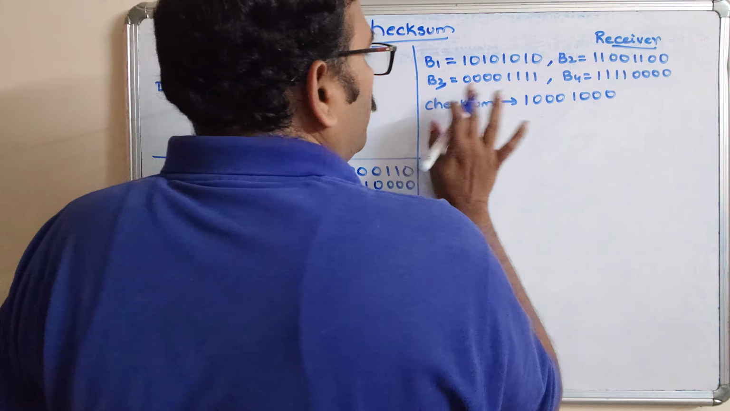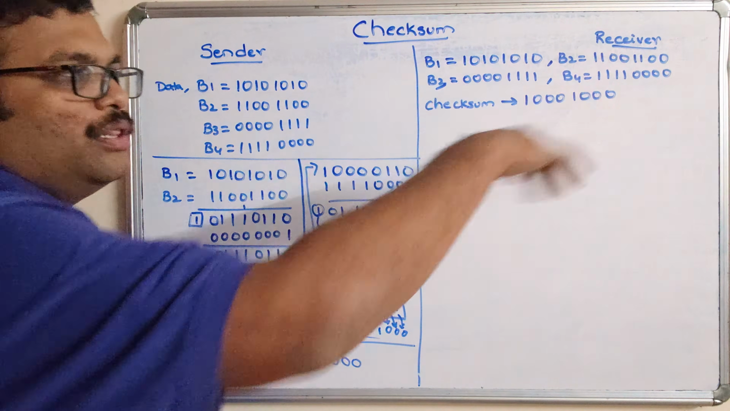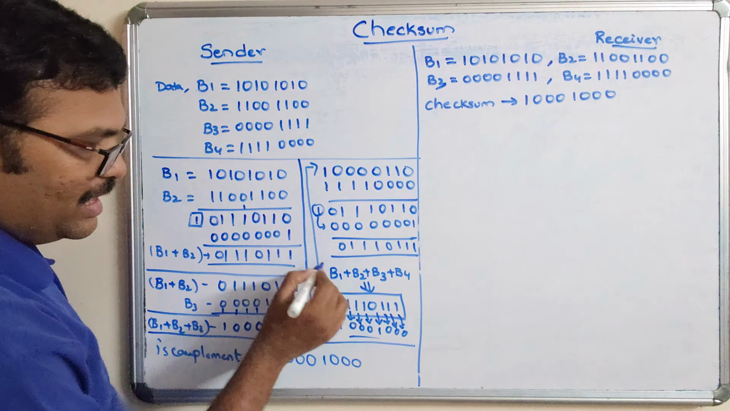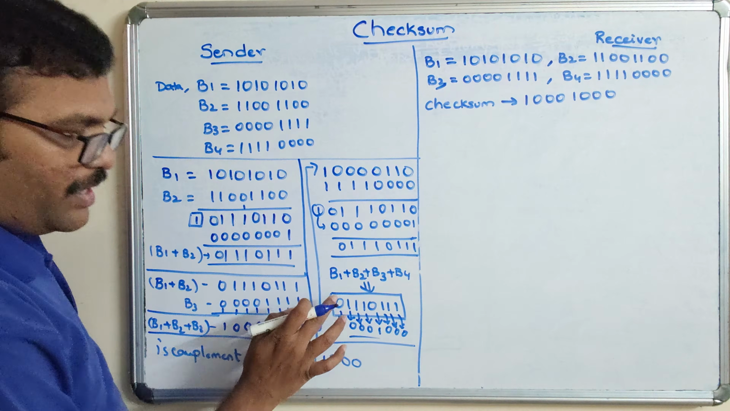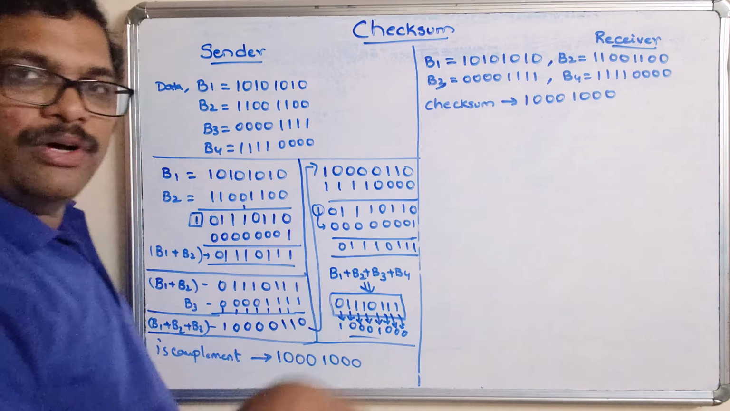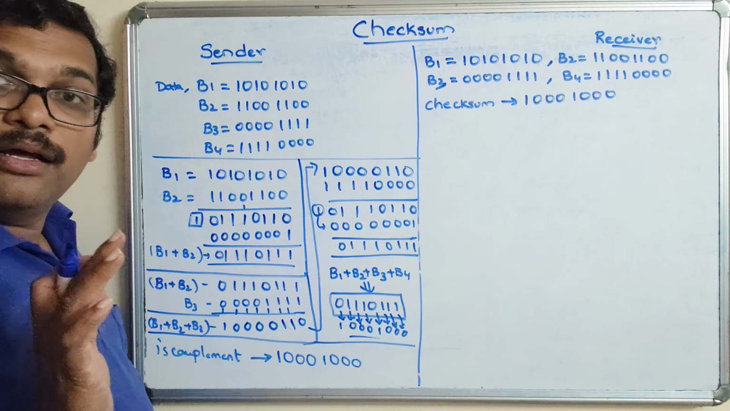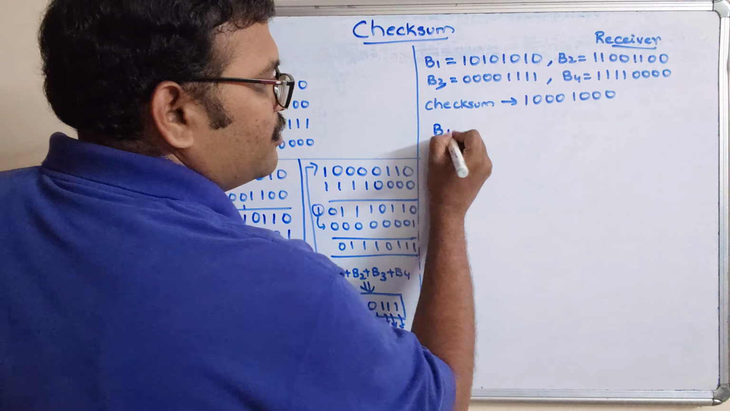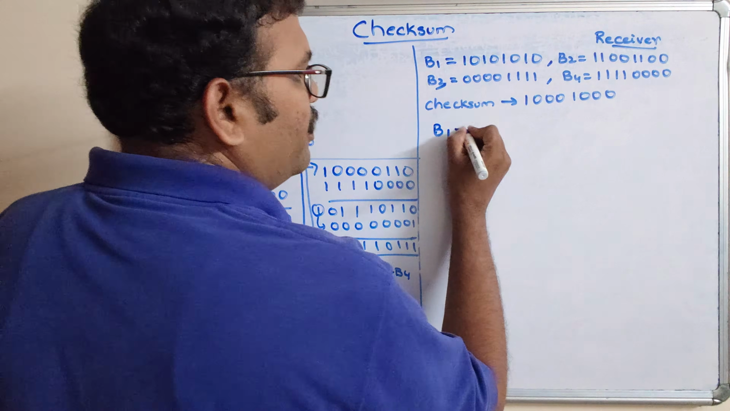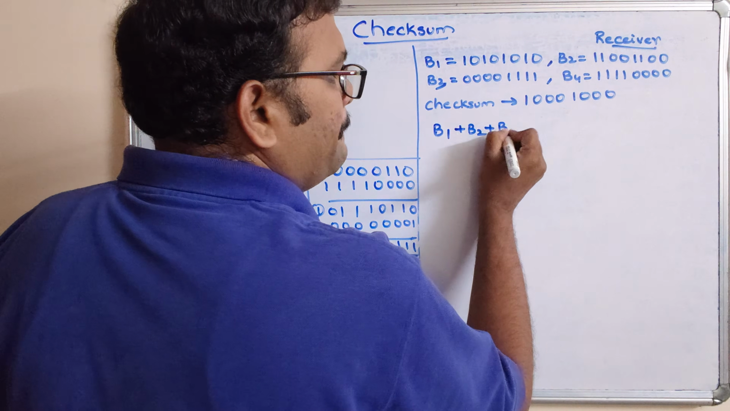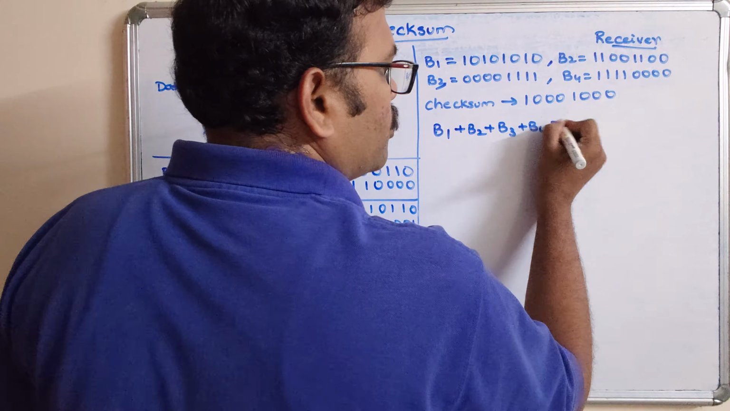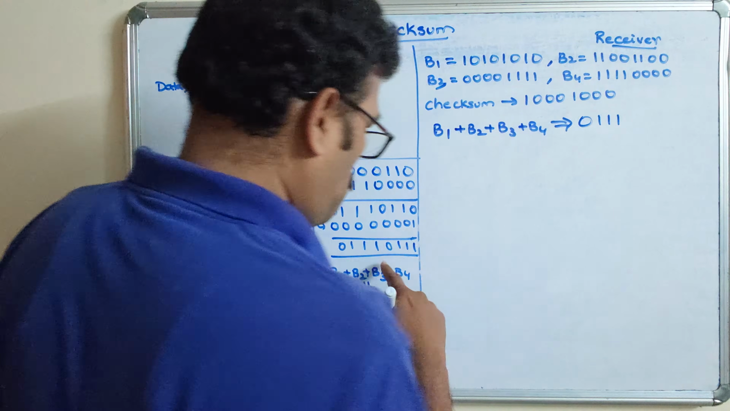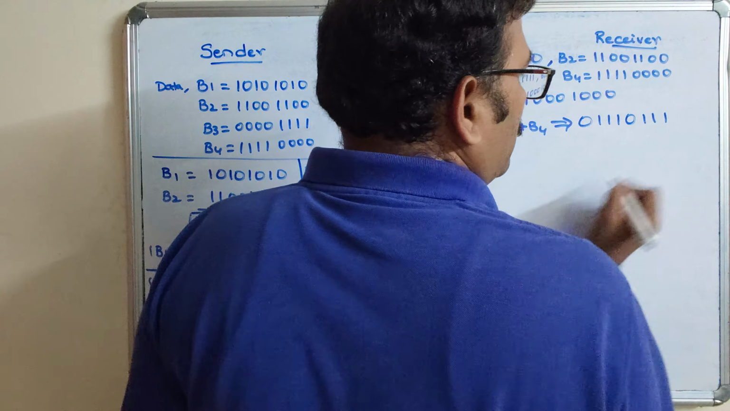Okay, now what we have to do? We have to again add all these things. So far we have added all these things and we got the result as this one, right? And if you add the checksum to this and do the ones complement, you need to get zeros. So perform all the same things. I have performed all the things here: B1 plus B2 plus B3 plus B4. So how much we got? 0 1 1 1 0 1 1 1.